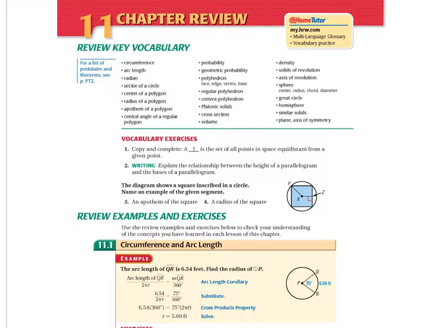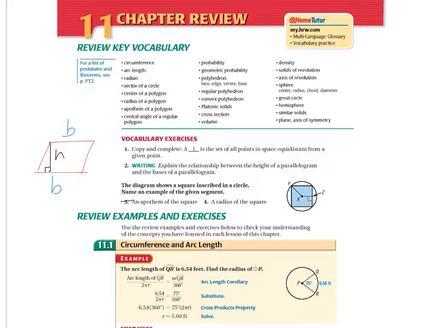Okay. Number 2 says explain the relationship between the height of the parallelogram and the bases. So the height's got to be the perpendicular distance, obviously in your own words. But the bases, depending on how you draw your parallelogram, the slanted sides really don't matter. One pair of opposite sides would be the bases, and then the perpendicular segment connecting those two bases would be your height.